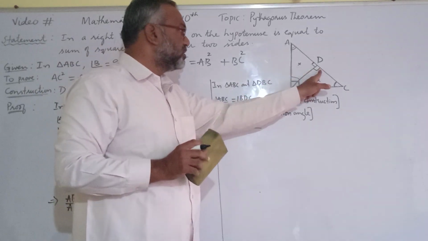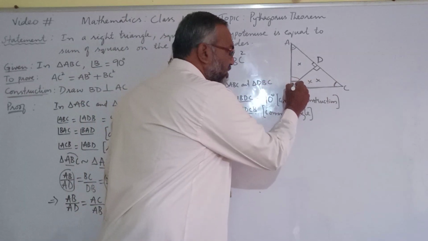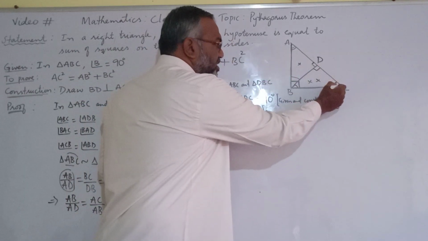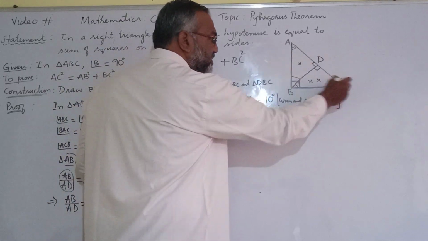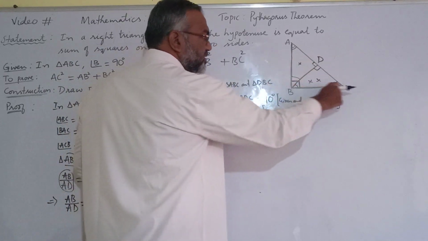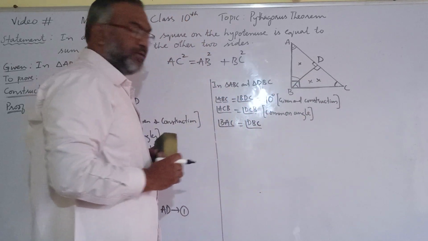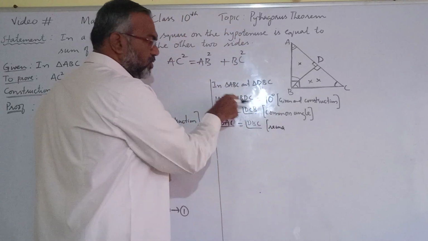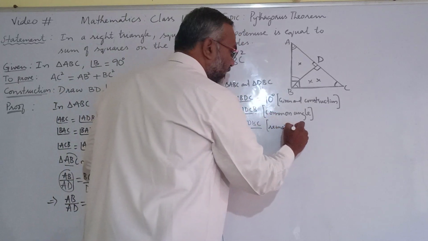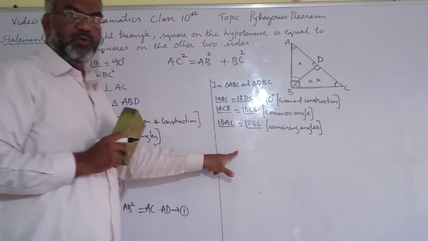Which is remaining? D is gone, C is gone. So which is remaining? This B is remaining here. That is CBD, or you can call it DBC. DBC is remaining. This is equal because of the remaining angle. When two are equal, the remaining will also be equal. Remaining angles are also equal.